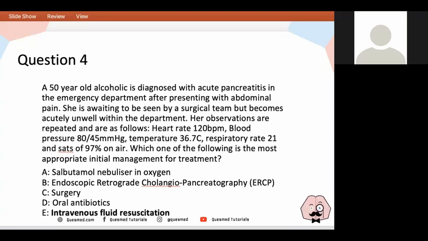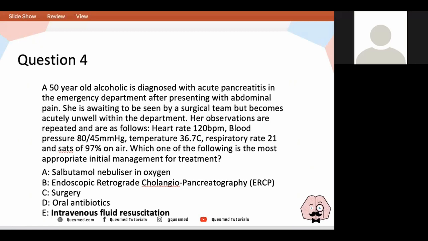Salbutamol is very useful for a variety of respiratory conditions, including asthma and COPD. ERCP is particularly useful if there is an obstruction of the CBD. So for example, if it's become obstructed with gallstones. Surgery is not routinely performed for acute pancreatitis. It's really only considered if patients have severe complications that cannot be managed medically or endoscopically.